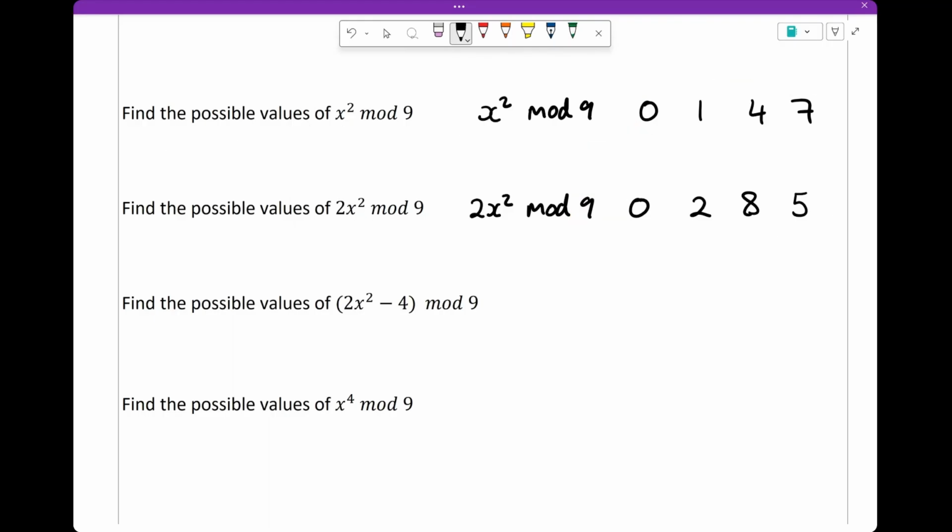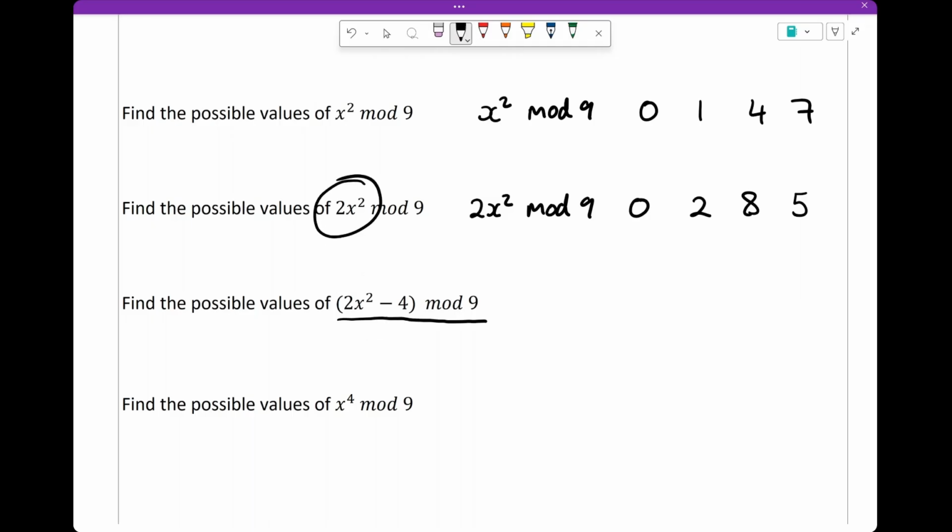So question 3 says find the possible values of 2x squared subtract 4 mod 9. So essentially what it's asking is if you do the calculation 2x squared subtract 4 for any integer, what is the remainder when we divide by 9? So once again, let's consider how this is related to what we've already done, where if we compare this to the previous question, for that one we had just 2x squared.